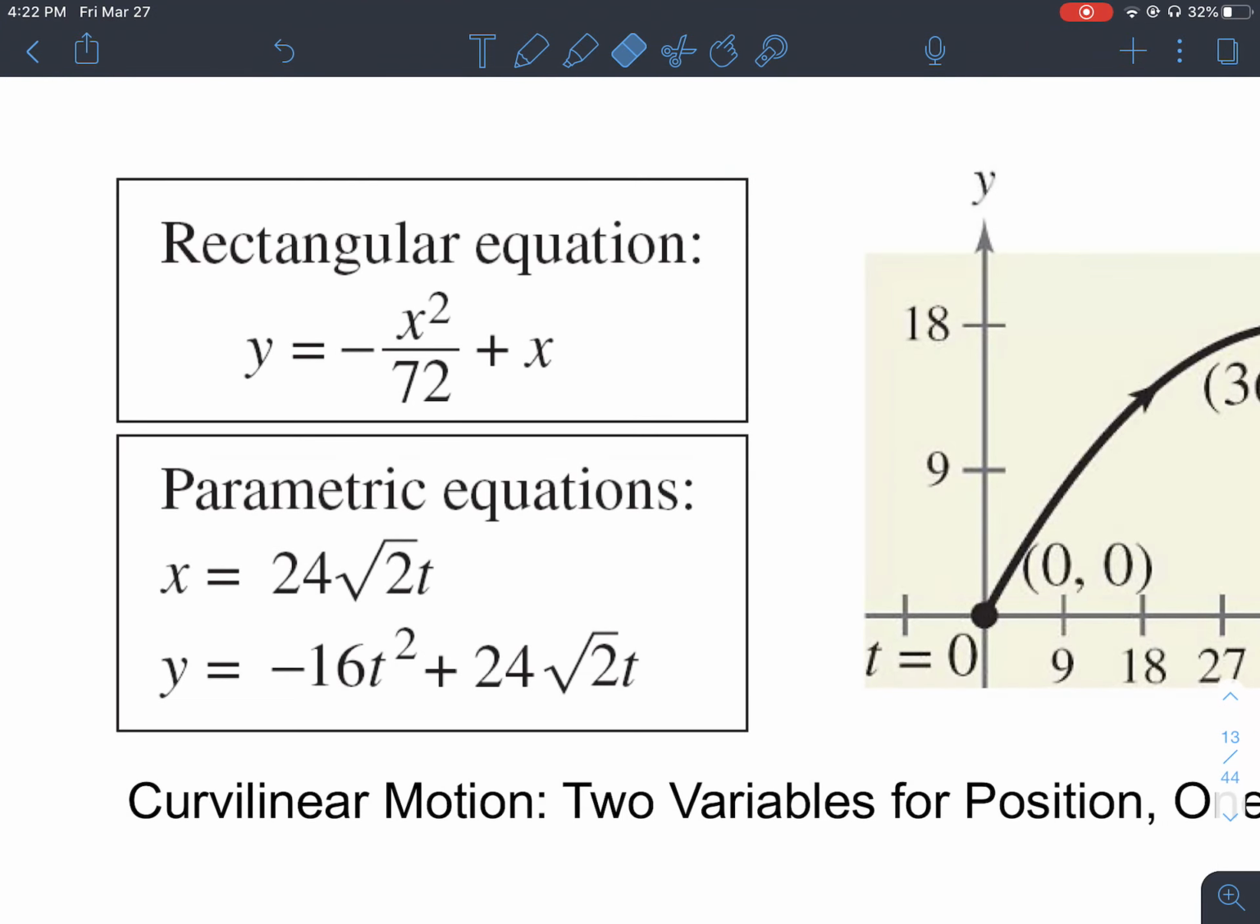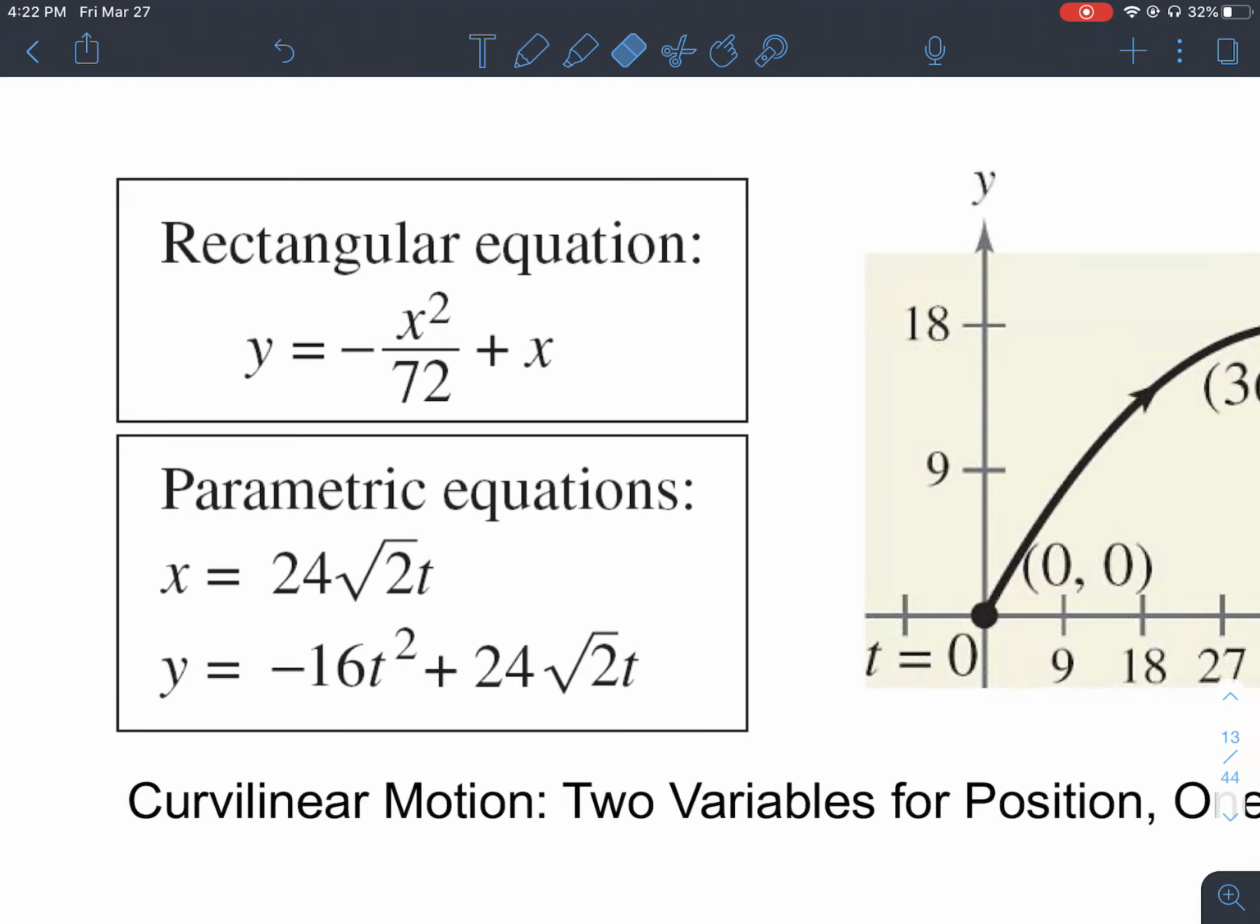Looking down here, I've got this rectangular equation, the standard parabola equation. And then down below, I have parametric equations. I have two of them. When you do a parametric equation, you're always going to take your one rectangular equation and produce two parametric equations. One represents your x value in terms of our parameter t, and one represents our y value in terms of our parameter t.